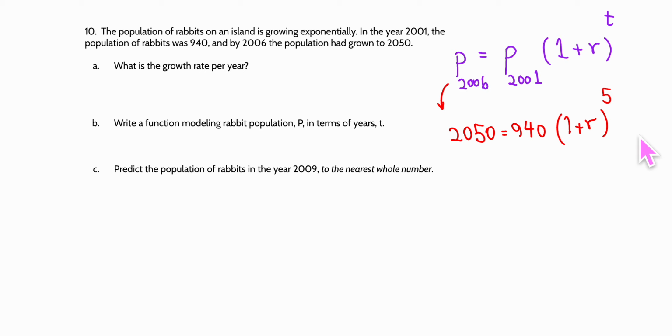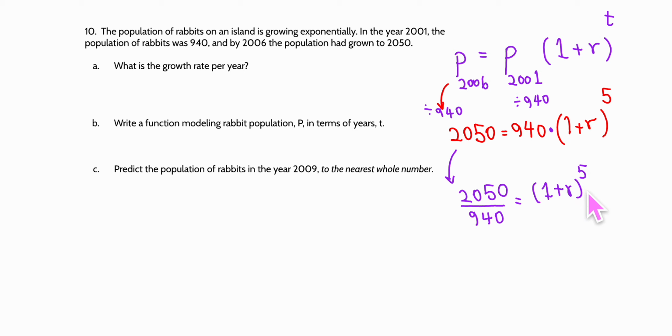We're going to start with 940. It's being multiplied to our parentheses, therefore we need to divide both sides by 940, here and here. I prefer not to do any calculations just yet, because usually for questions like this, we're allowed to use a calculator, but also I don't want to spend time on my calculations right now. 2050 divided by 940 equals, now I'm only left with my parentheses, 1 plus r to the power of 5.